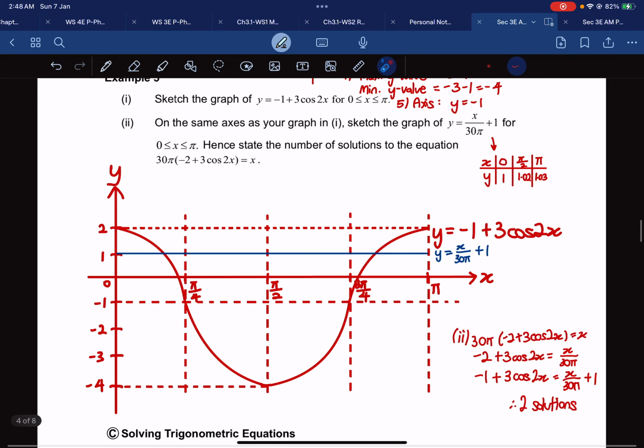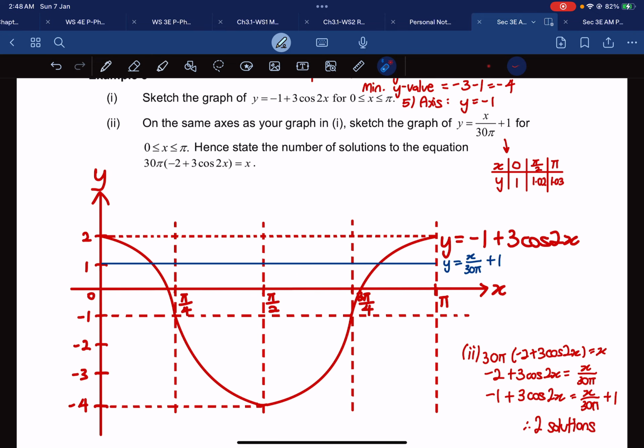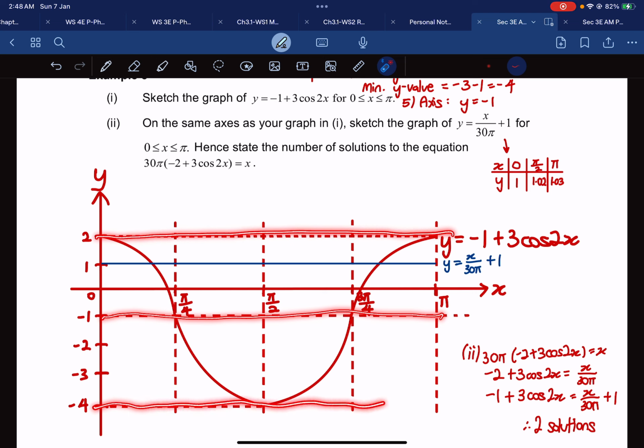So how to sketch the graph? First, draw out the imaginary dotted line for the axis, the maximum point, and the minimum y value. Okay, once I've done that, then I will split this graph into 4 parts. So let's say I split this into 4 parts. I have one part here, 2 part here, 3 part here, and 4 part here. Okay, 4 part here, this will be the period. Okay, the period I'll leave it here.